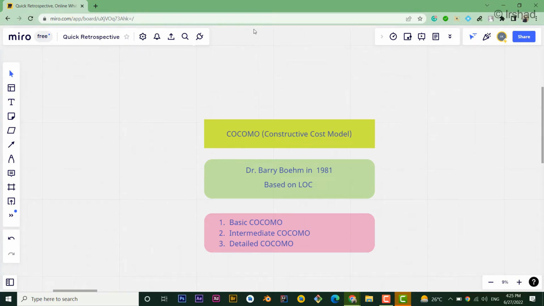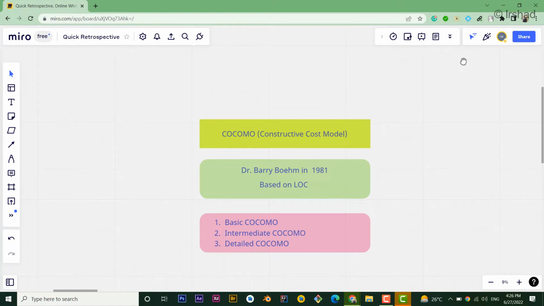COCOMO model, constructive cost model. This model was developed by Barry Boehm in 1981, and it is based upon the LOC, lines of code. There are basically three types of the COCOMO model: Basic COCOMO, Intermediate COCOMO, and Detailed COCOMO. Detailed COCOMO is also known as the Advanced COCOMO. Now we will start from the Basic COCOMO and see what it is.